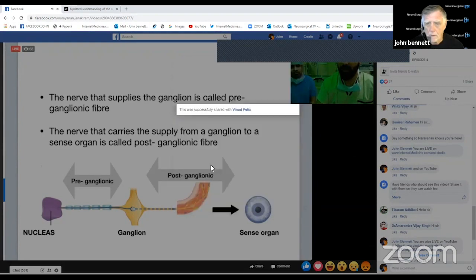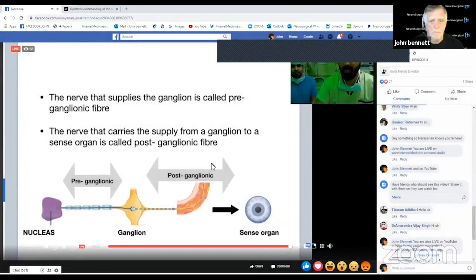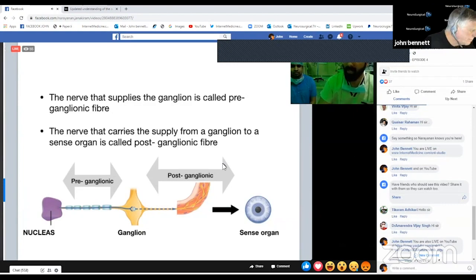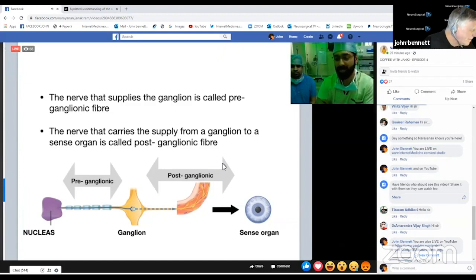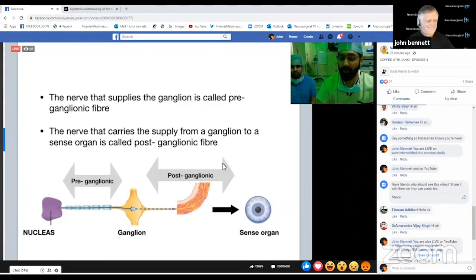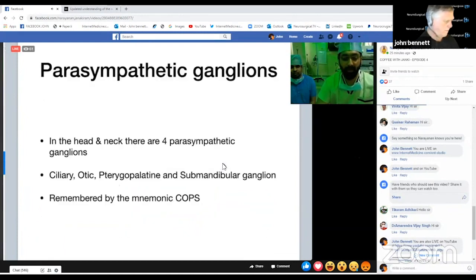So this is the preganglionic fiber. I'm using my cursor. Of course, you're not able to see that. So that's a preganglionic fiber. That's a ganglion here. And then you have the postganglionic fiber. And then you have the sense organ which it supplies. This is the simplest version. You can take this diagram. Most of these slides, you can actually make it as screenshots, and just you can take it for your exams. You can just write this for your exams because they're all taken from very standard textbooks. The nerve that carries the supply from a ganglion to a sense organ is called the postganglionic fiber. So you have the nucleus, the preganglionic fiber, the ganglion, and then the postganglionic fiber and the sense organ. So this is how the ganglionic fibers are.